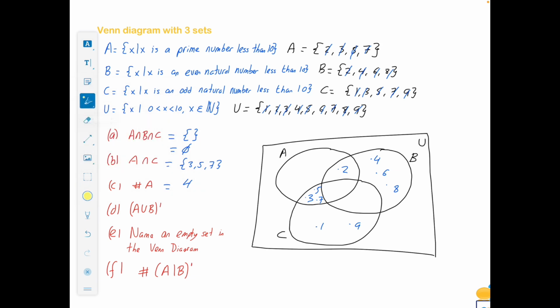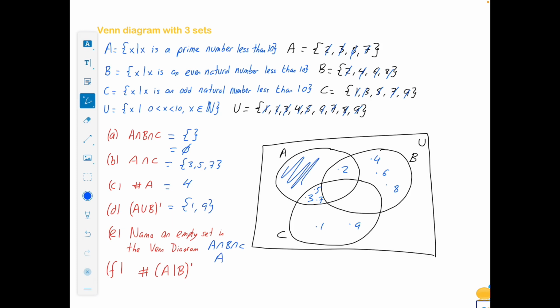Section D is looking for A union B complement. So A union B is going to be all of this highlighted area here. That's all A union B, and the complement means everything that's not in A union B. What's not in that section? It's 1 and 9. So that's our answer to that. So A union B complement is 1 and 9. Now, next question says name an empty set in the Venn diagram. There's loads of them. So in there is empty. That's A intersection B intersection C.